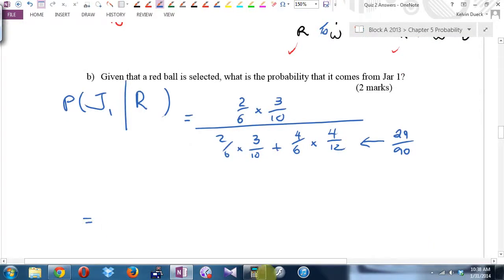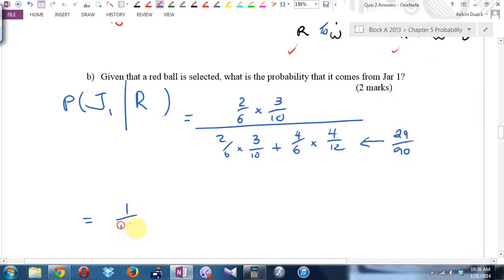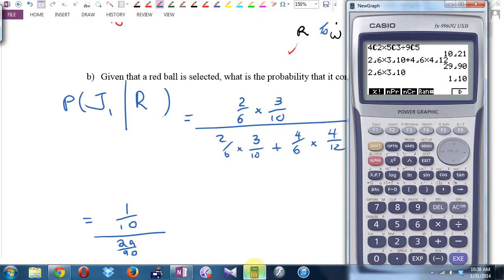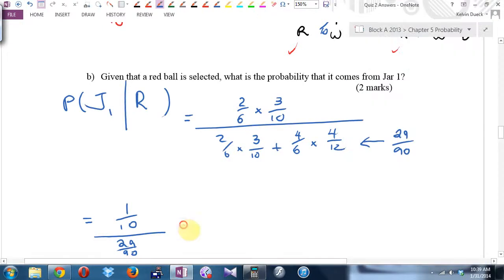This is going to be 2 fraction 6 and 3 fraction 10 over 29 over 90. How do I divide by a fraction? I flip it and multiply. I'm going to use the fraction button on my calculator. 1 fraction 10 divided by 29 fraction 90. 9 out of 29. Anybody decimalize that? Okay.